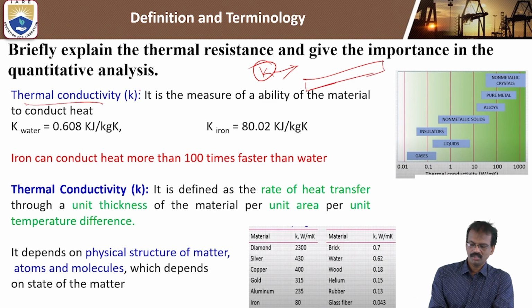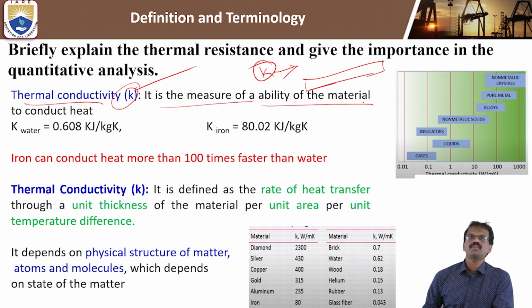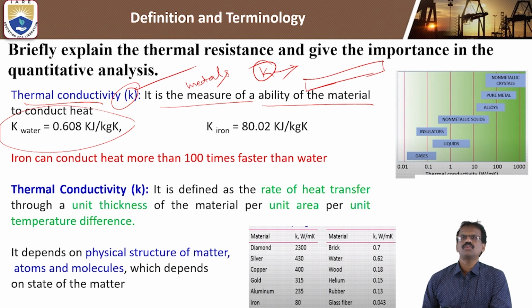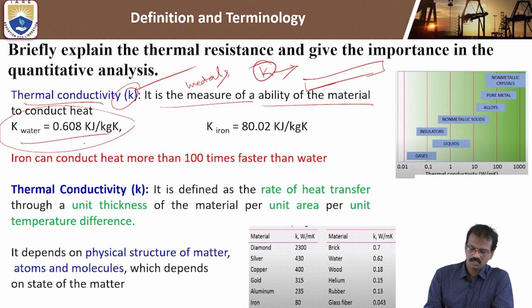So thermal conductivity is represented by K. It is a measure of the ability of the material to conduct heat. Here, the thermal conductivity of water is very less. Mostly metals have high thermal conductivity. Among solids, metals have high thermal conductivities, and fluids have very low conductivity. So K of water, the thermal conductivity of water, is equal to 0.608.